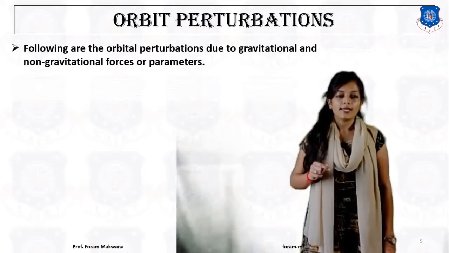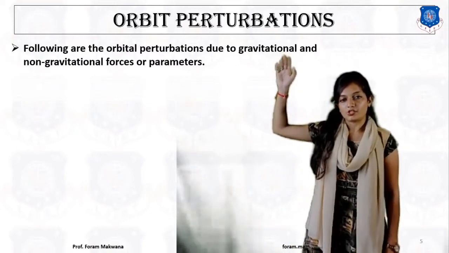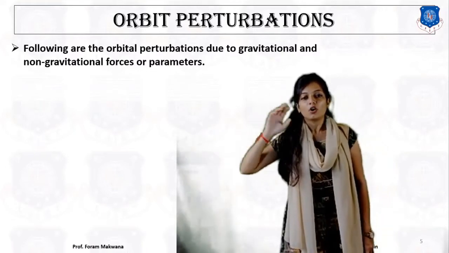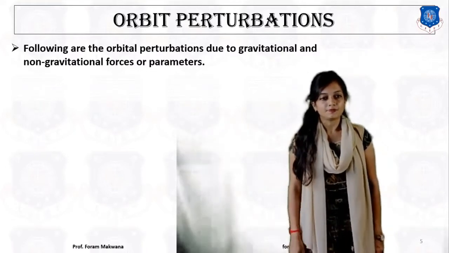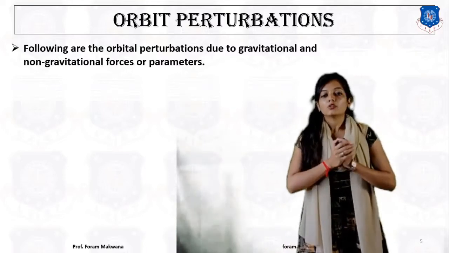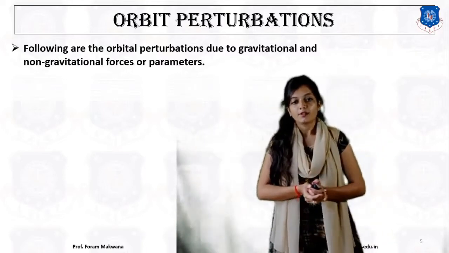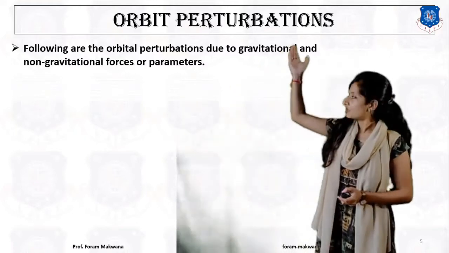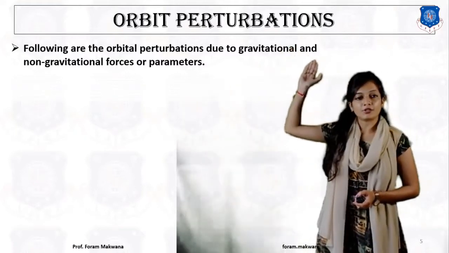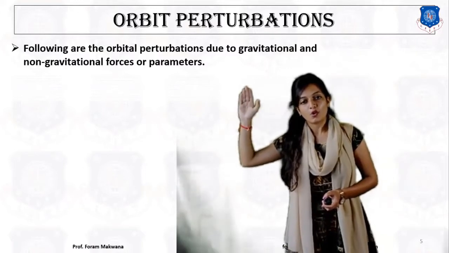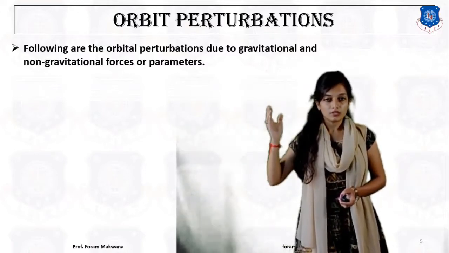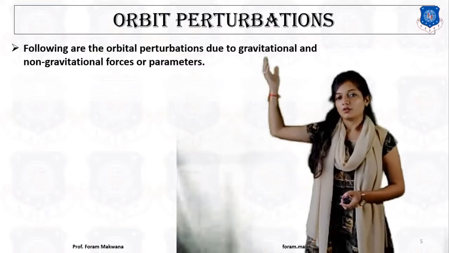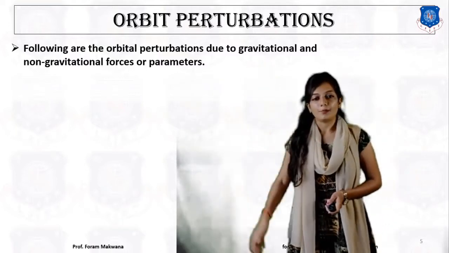Now, our next topic is orbital perturbation. What is orbital perturbation? The orbital perturbation is due to the gravitational and the non-gravitational forces of Sun, Moon or other planets or its different parameters.